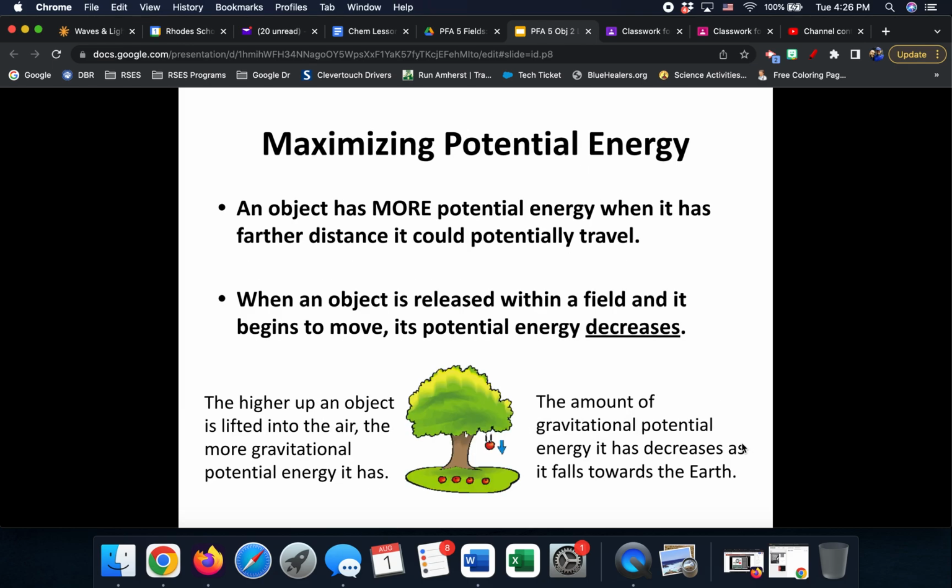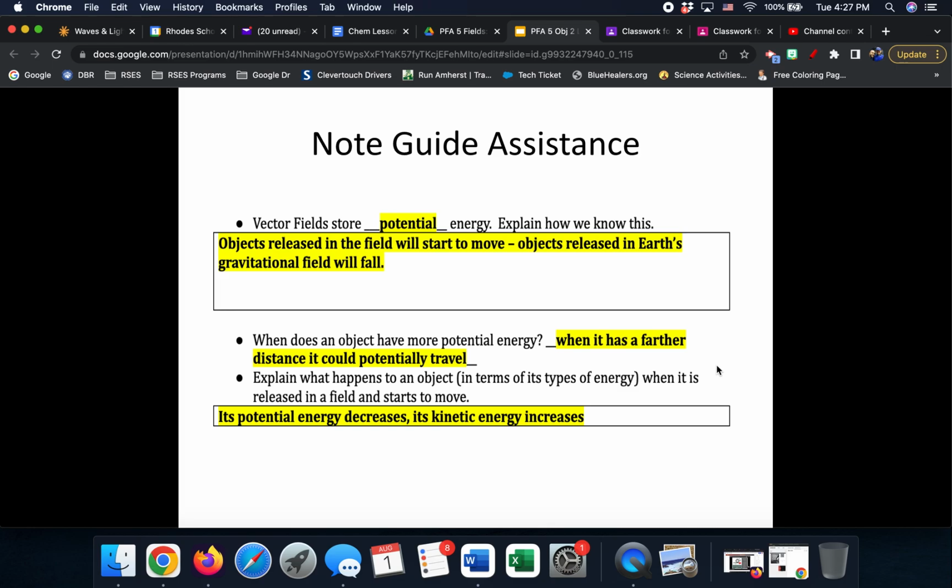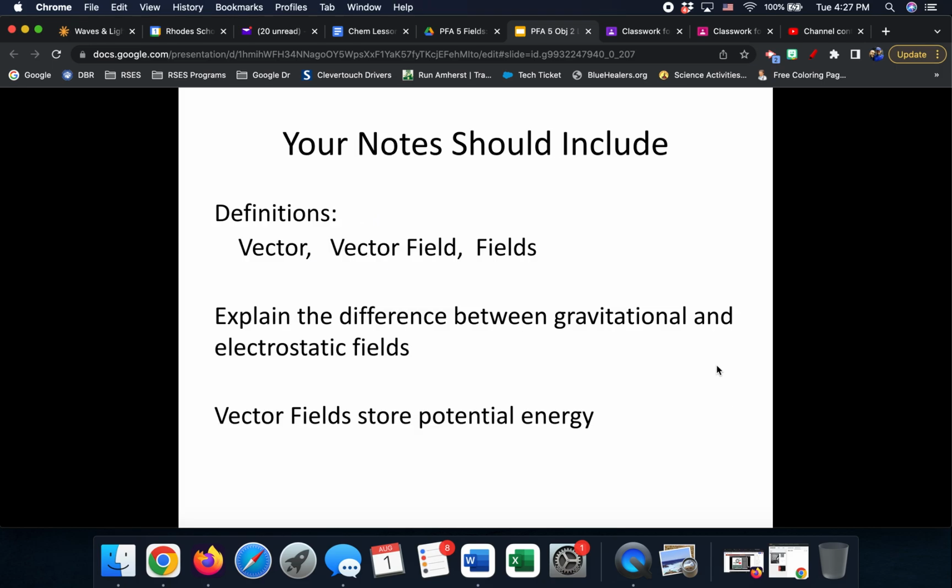An object, hopefully we remember this, has more potential energy when it can travel furthest. So the higher up something is, the more potential energy it's going to have. And with charges, the stronger the electric charge, the more it's going to move when it's let go as well. Pause while you add this to your notes. All right, your notes should have all this, and you should be good.